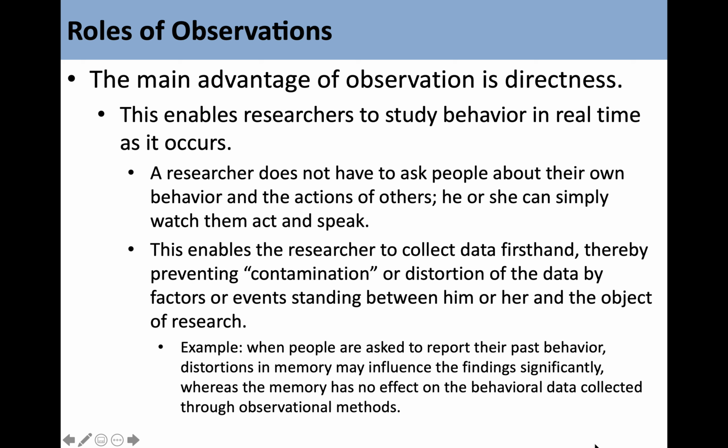An example, when people are asked to report their past behavior, distortions in memory may influence the findings significantly, whereas the memory has no effect on the behavioral data collected through observational methods. So if you observe somebody doing something, they always did it. They may not remember they did it, but you observed it, therefore you know that it happened.